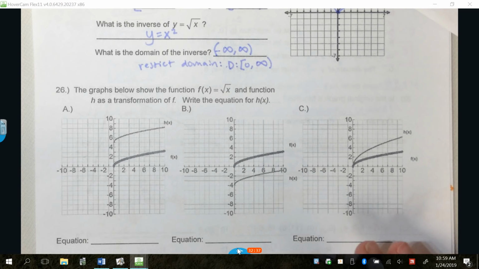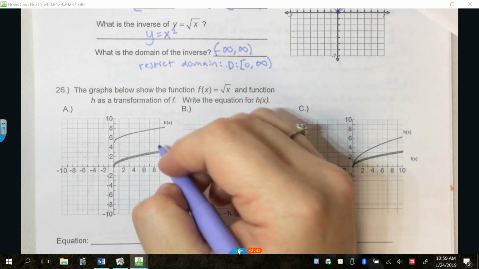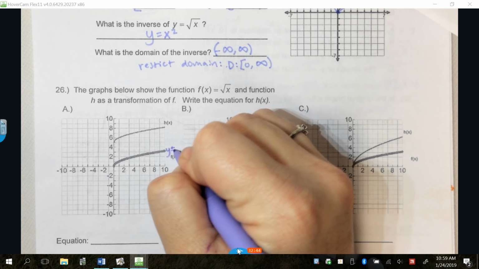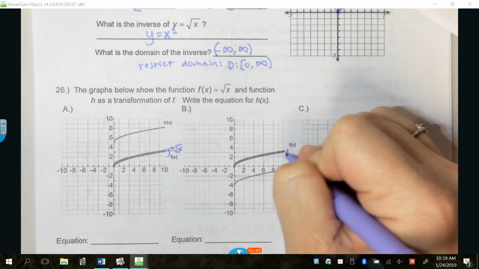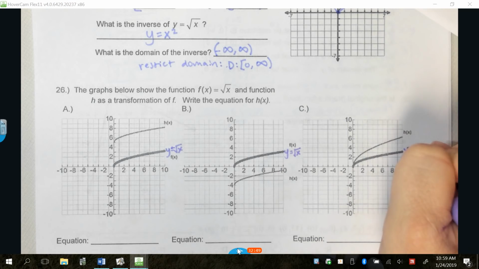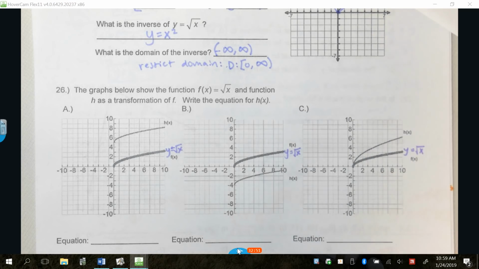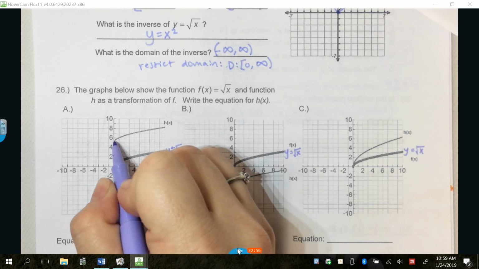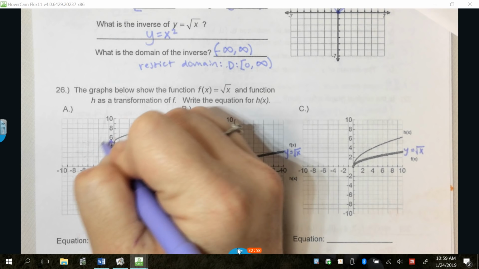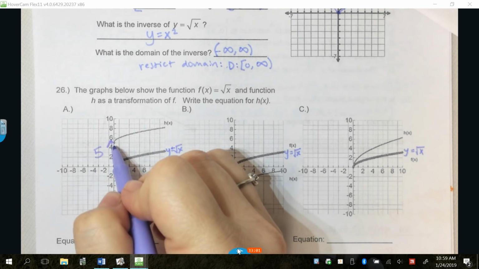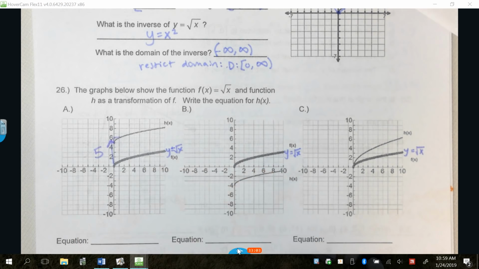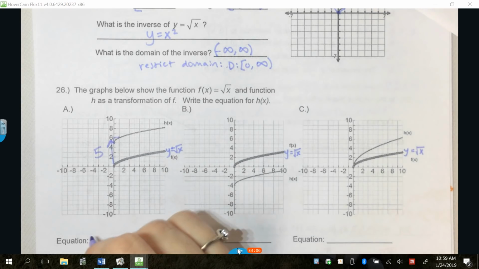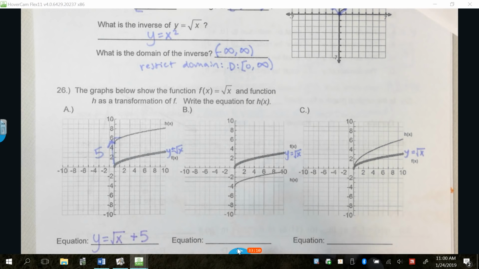26, A, B, and C, sorry. Okay, so we're going from the solid line because that's the parent function, and we're finding the equation for the skinnier line. So this one went up 1, 2, 3, 4, 5. So we shifted up 5. It did not shift left or right, and there's no change, and we know that because up 1 over 1. There's no compression or expansion. So we literally just went up 5. So y equals square root of x. Up is an outside change, so plus 5.